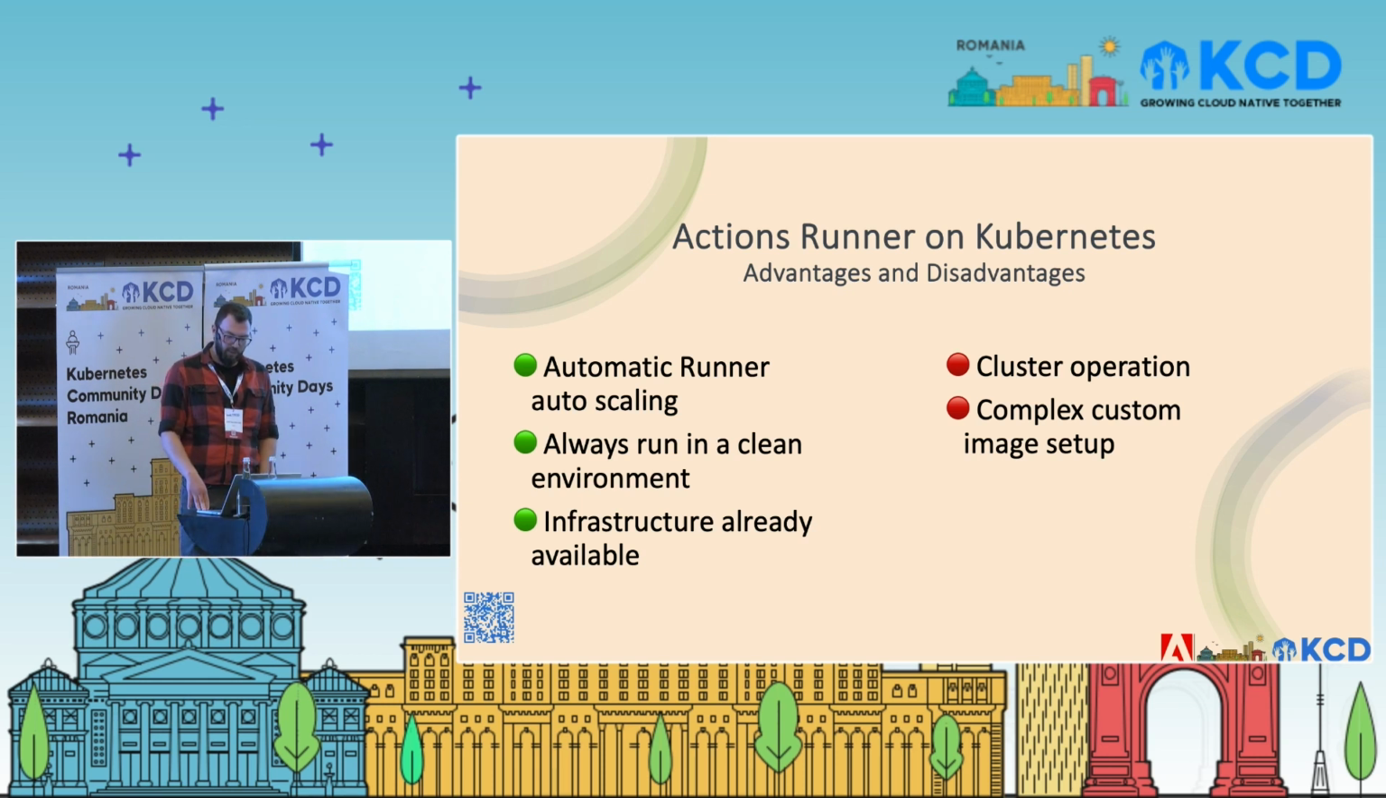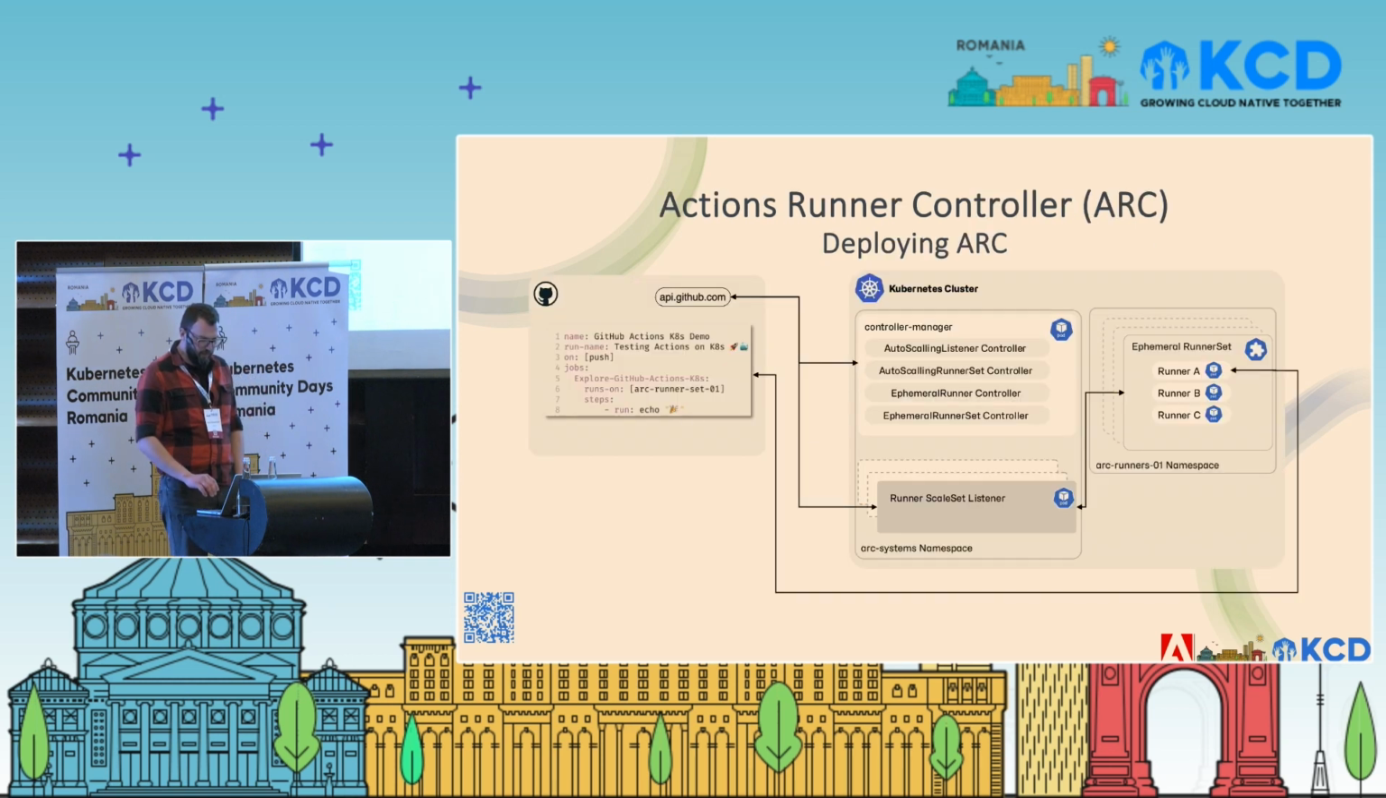We'll go through the main way to run Actions on Kubernetes, which is the Actions Runner Controller. The Actions Runner Controller, or ARC for short, is a Kubernetes operator that orchestrates and scales self-hosted runners for GitHub Actions workflows. This is an open source project currently developed in partnership and maintained with GitHub. ARC creates a few custom resources that automatically scale pods based on your workload.